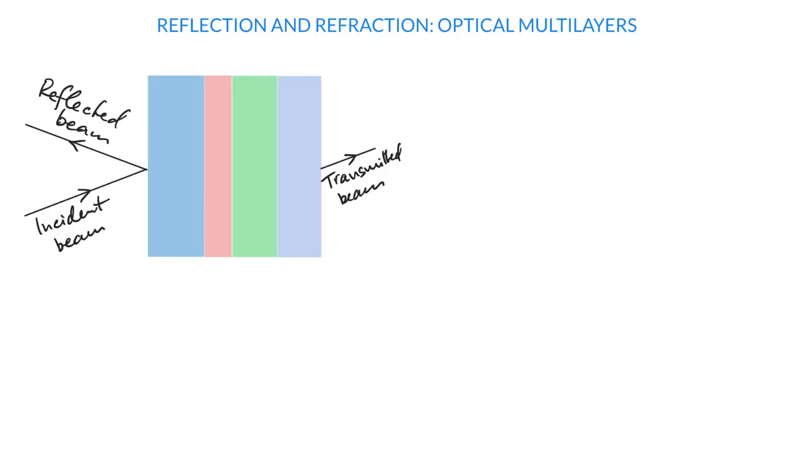In this video, we'll discuss the analysis of optical multilayers like this, where you have a number of layers with parallel interfaces that are made of different materials with different indices of refraction or perhaps different magnetic permeabilities. And we're interested in the intensity of the transmitted beam and its polarization given the intensity and polarization of the incident beam.